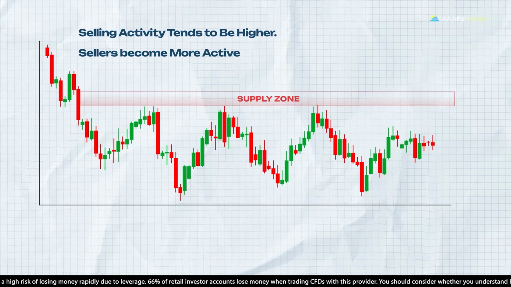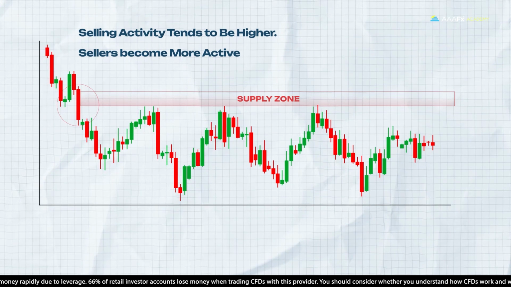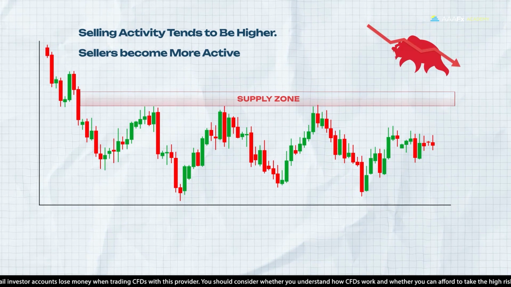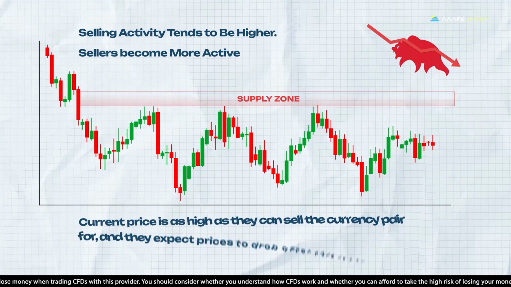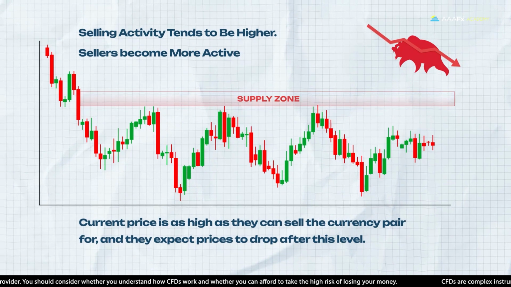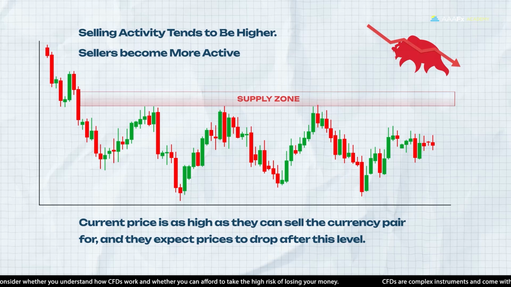You'll notice this in the chart as bigger red candles with longer wicks. The sellers in this zone have a hunch that there's a bearish trend on the horizon. They believe that the current price is as high as they can sell the currency pair for, and they expect prices to drop after this level.